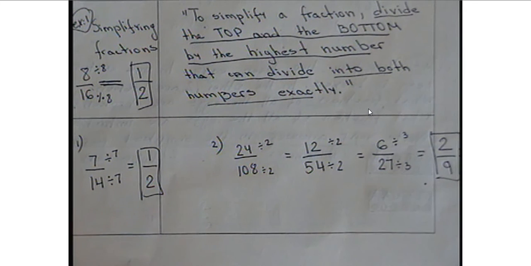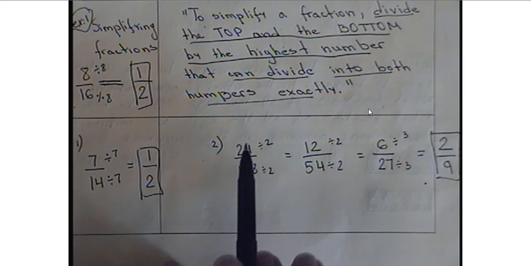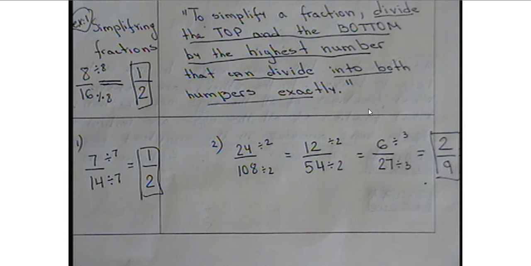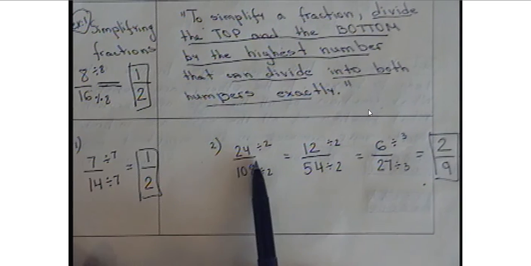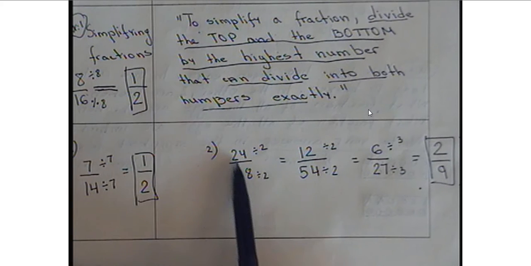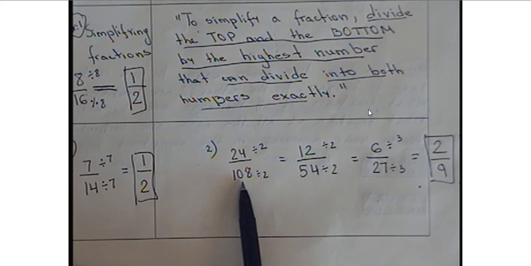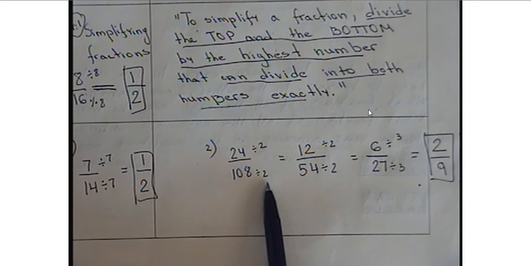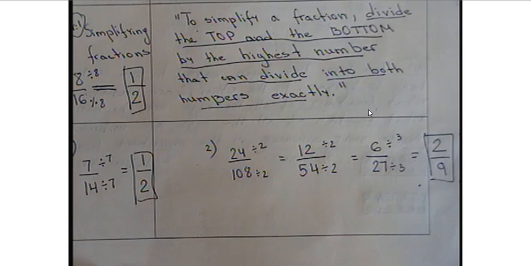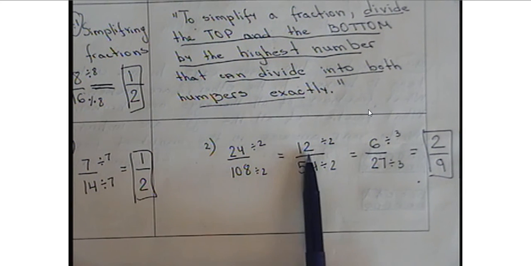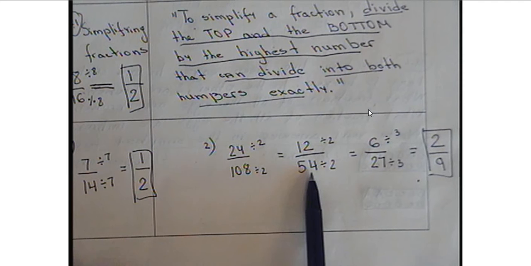Another example is 24/108. Now you may think, oh, I think 24 fits into 108, but I'm not sure, maybe not. So here's another way to do it. Just because both of those are even numbers, start by dividing by 2. 2 will be the smallest number that we can start dividing by. 24 divided by 2 is 12. 108 divided by 2 is 54.